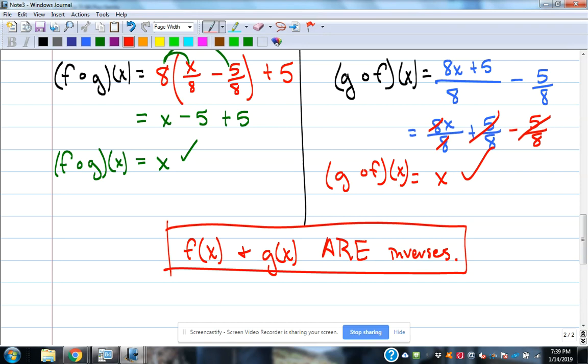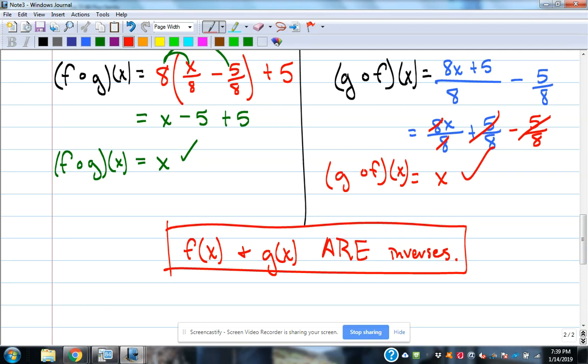If it works in one direction and not in the other direction, you've probably made an algebra mistake somewhere in one of the two. Okay? Because if it works from left to right, it should work from right to left if they are inverses. So be careful of that. So doing it in both directions can help. Now, so verifying inverses, check with composition. That's what you can do to verify that things are inverses.